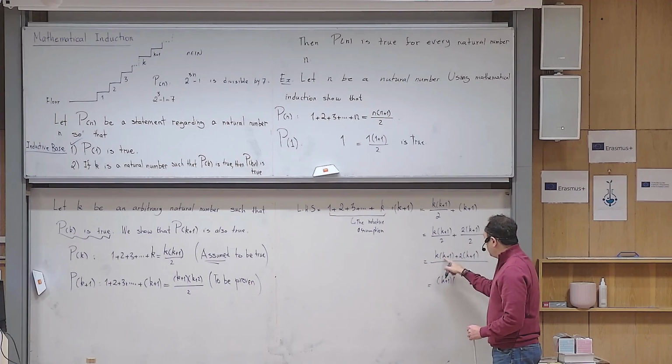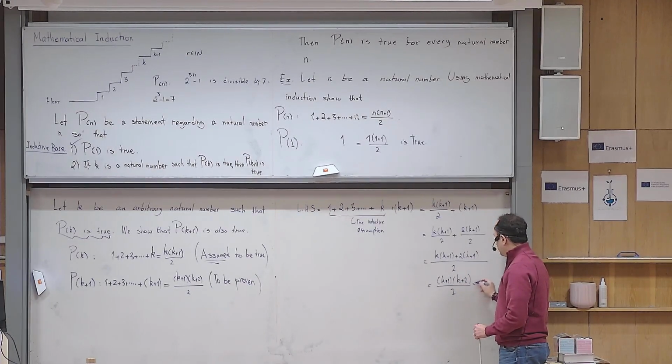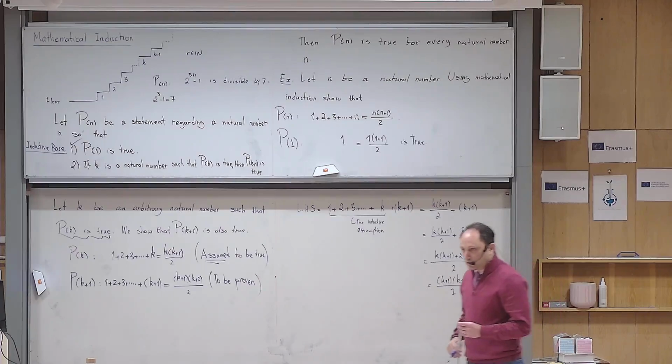From this one, k plus 1 is pulled out, k is left. From this one, k plus 1 is pulled out, 2 is left. And then divided by 2. Is this what I want? Yes. That's exactly equal to the right-hand side. Okay. It's like magic.